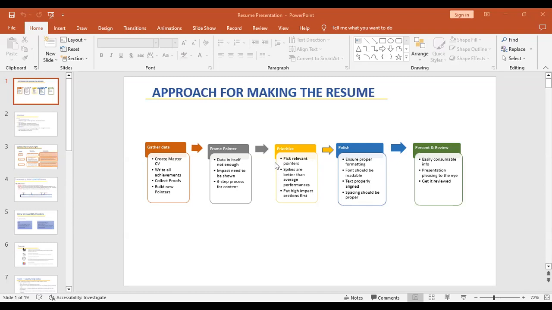Because we have created 100 pointers or 20 pointers, we need to remove those pointers which are not relevant to the job. Now, let me tell you one more thing. The benefit of creating a master resume is that, for example, you have applied for a company called Intitle. You have gone through the JD, created that resume, and sent it to Sahil sir that, okay, I want to apply for this position.